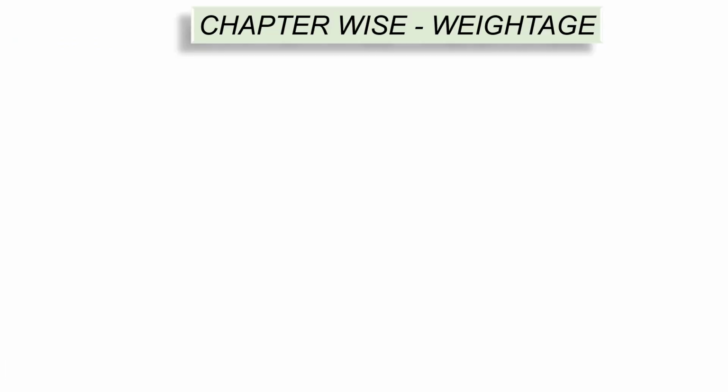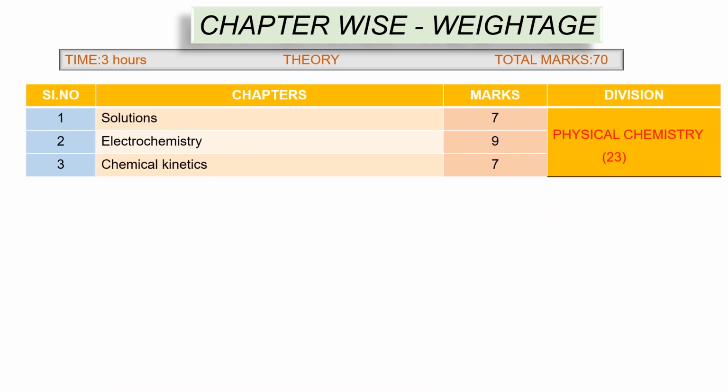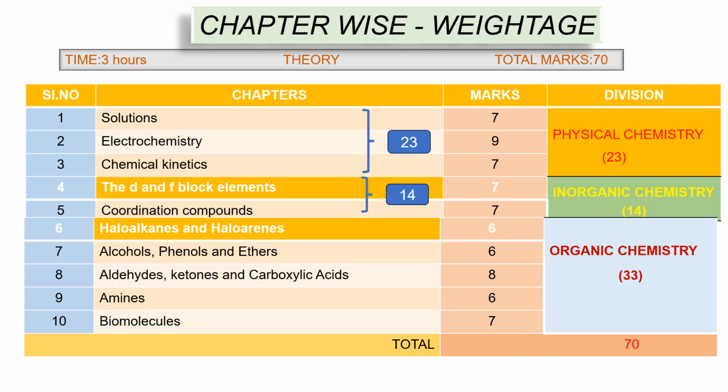Chapter wise weightage. There are 10 lessons in chemistry. If you see, there are 3 chapters in physical chemistry, that is solutions, electrochemistry and chemical kinetics. Total 23 marks is allotted for physical chemistry. Then inorganic chemistry: d and f block elements, coordination compounds. Total 14 marks is allotted for inorganic chemistry. 5 chapters in organic chemistry. Total marks allotted is 33. Total 70 marks.